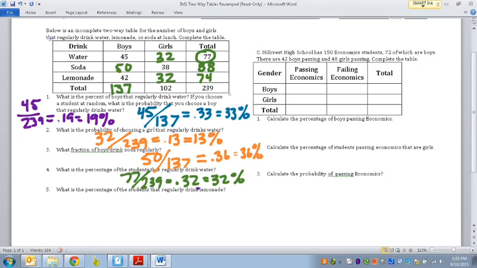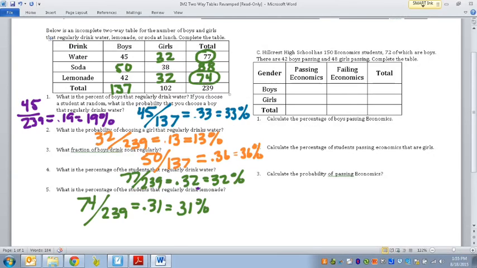regularly drink water. All right, and then the last question here says, what percentage of students regularly drink lemonade? Of the students, that means there are 239 students. And the students who drink lemonade, there are 74. So 74 divided by 239 gives me 0.309. If we round up, that's 0.31. That means 31%.